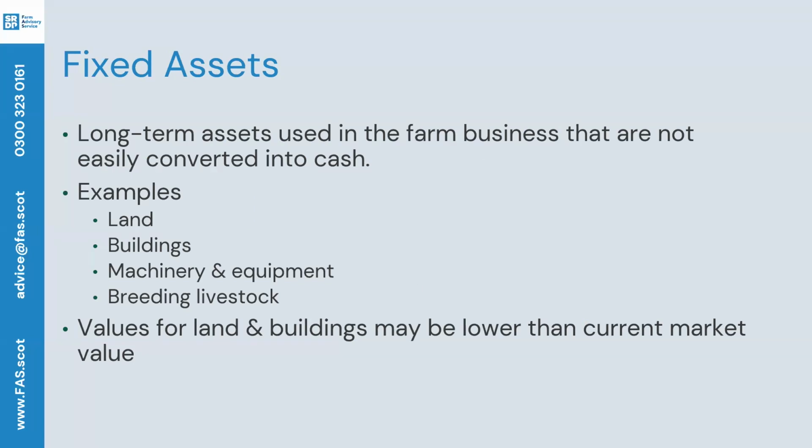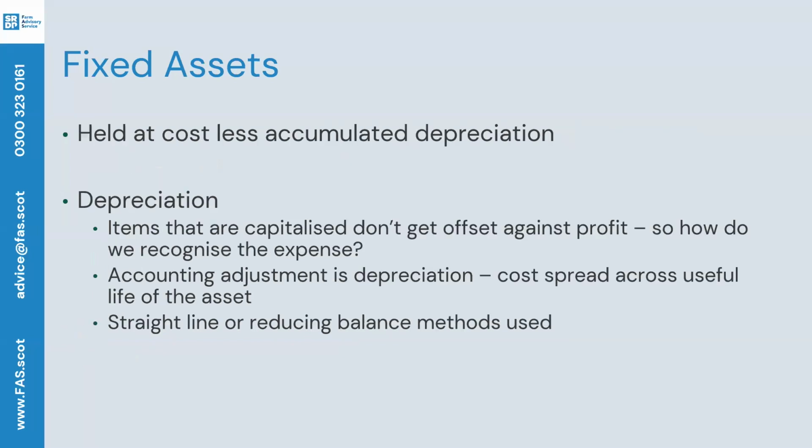An important point to note is that the values that you see here are based on their historic cost, not on current market values. So the values you have in there for land and buildings might be lower than their current market value. So actually that's important when it comes to analyzing your accounts, or if you're trying to benchmark or compare yourself to others, make sure you're comparing like with like. Because if you've a farm sitting on your balance sheet that was bought 60, 70 years ago and is held at a really low value, you're not comparing like with like necessarily.